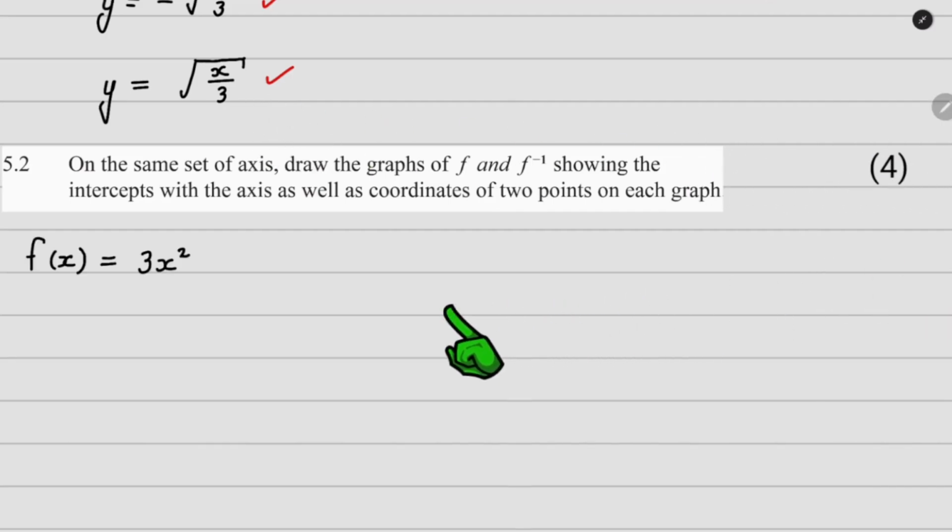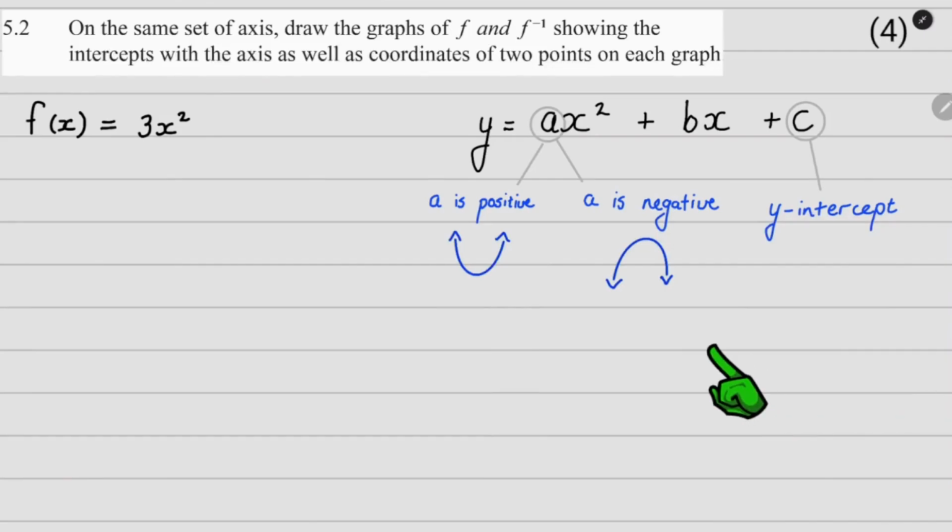As we know, this thing is going to be a parabola because it's got x squared in it. So let's analyze it a little bit. So if we remember back to standard form of a parabola, these numbers are telling us something.